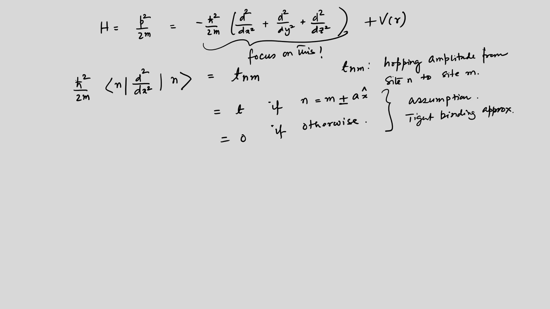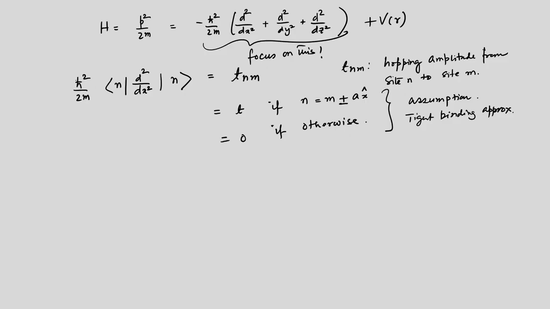I remind you that I have said that the approximation is that the electronic wave functions are strongly bound to the sites, and they have very little overlap with the neighboring sites, but just enough to give you a hopping, or a jump of the particle, from one site to its neighboring site. Of course, this t is nothing but, in our language, h cross square over 2m a square and so on.